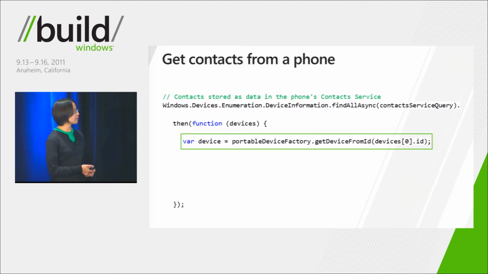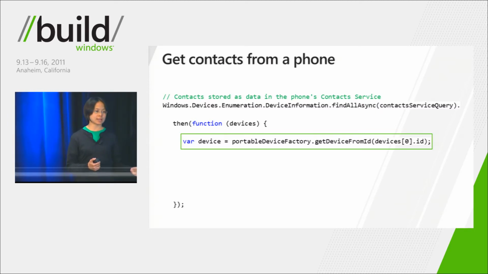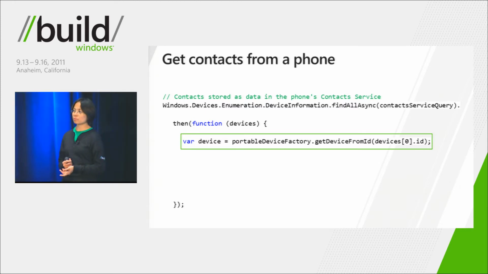Now here, I have an example of how you can get contacts from a phone. And you are probably now familiar with Find All Async, the API that allows you to find all devices. We are using this here, and we're using a different query to find a different type of device. We're going to find devices that support contacts. And don't worry too much about what contact service means. If you need to use contacts on the phone, you can come talk to us, and we can explain to you what contact service means.